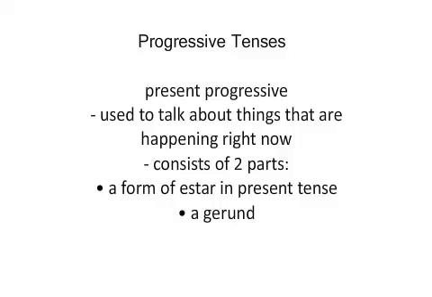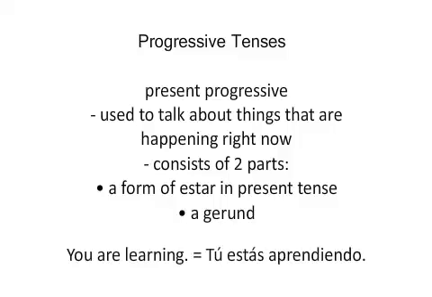Just by way of a brief review, the present progressive is used to talk about things that are happening right now. For instance, you are learning about progressive tenses. That would be the present progressive. And it consists of two parts, a form of estar in the present tense and a gerund. This is what that would look like in English. You are learning. In Spanish, tú estás aprendiendo. Here's our form of estar, and here's our gerund.